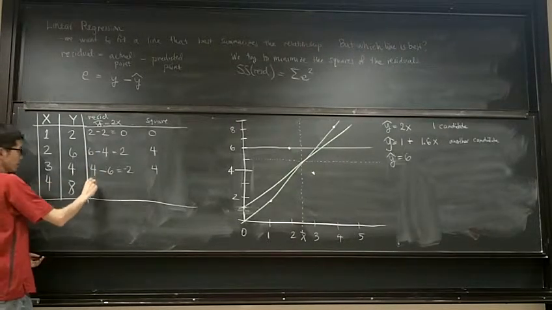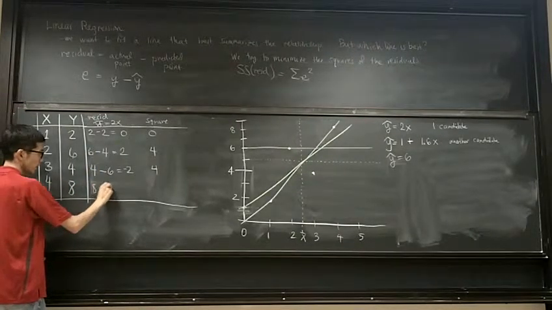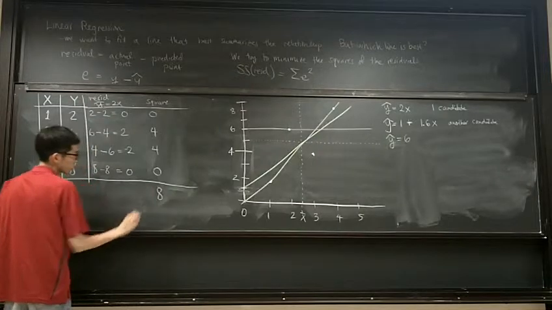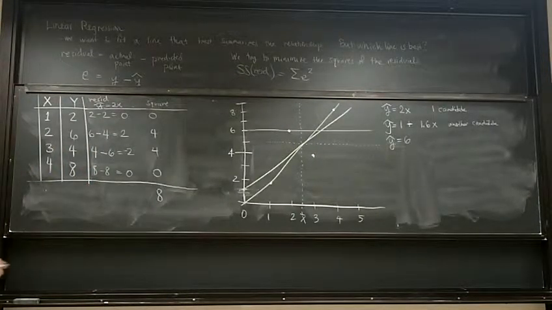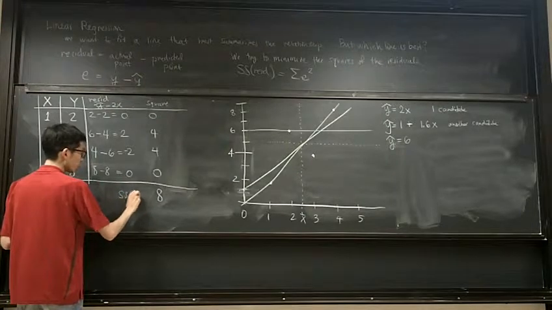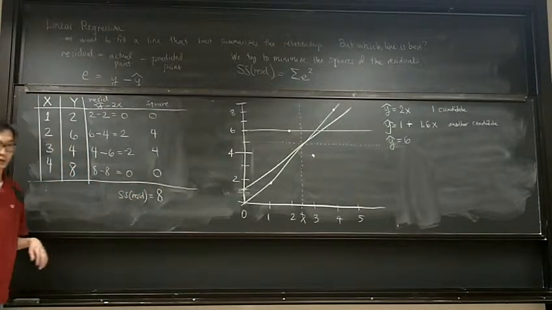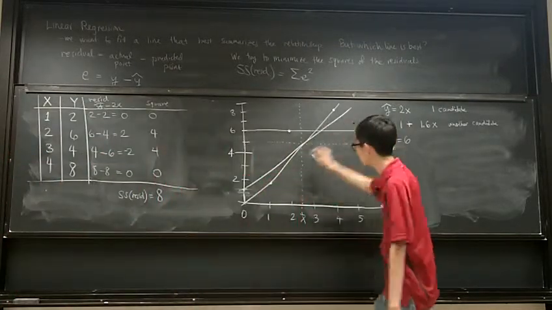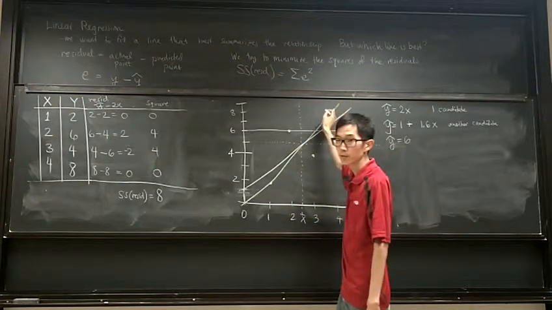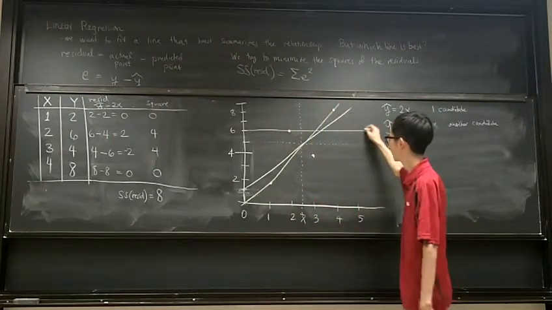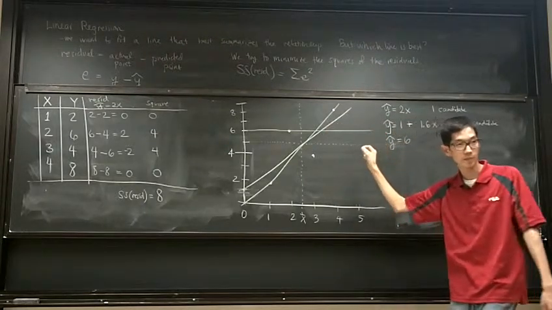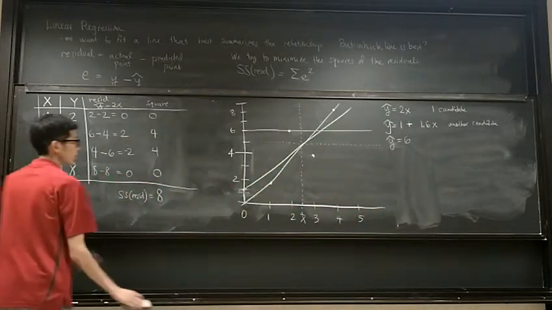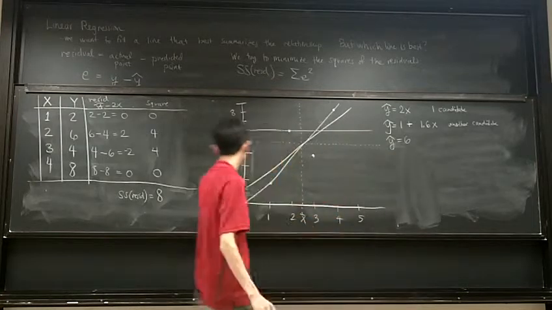And here I get 8 minus 8, 0, I get a residual of 0, squared is 0, and so my total sum of squares residual is 8. Alright, so compared to a sum of squares equal to 24, this line, y equals 2x, is a better fitting line than this one. Okay, and let's go with this one then. Y hat equals 1 plus 1.6x.